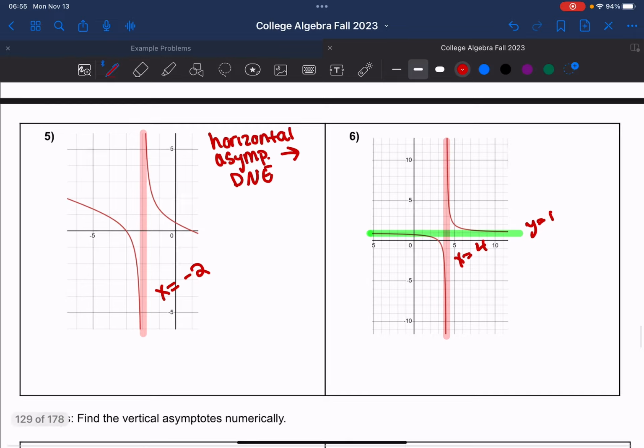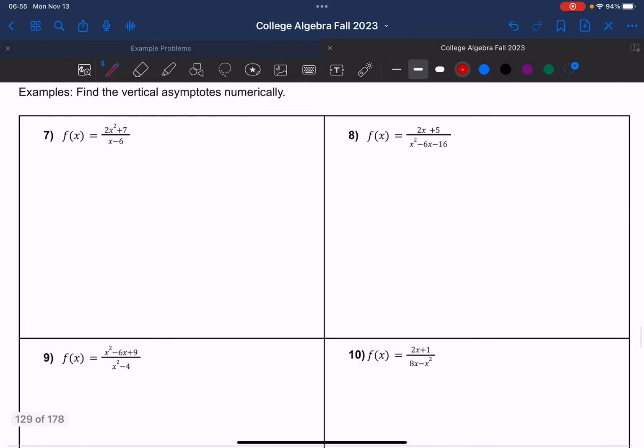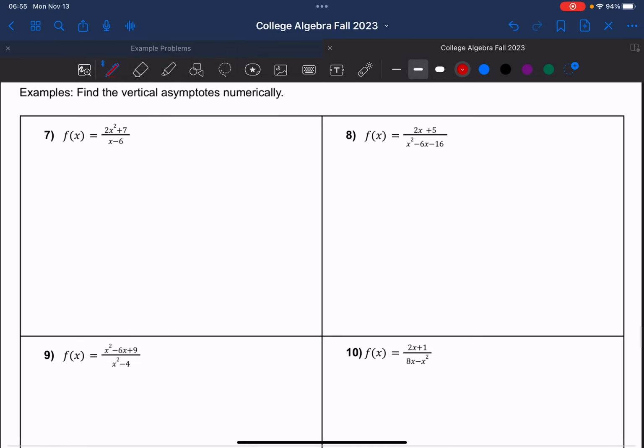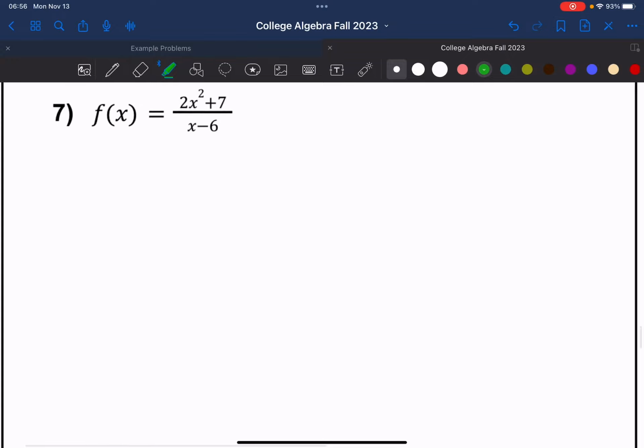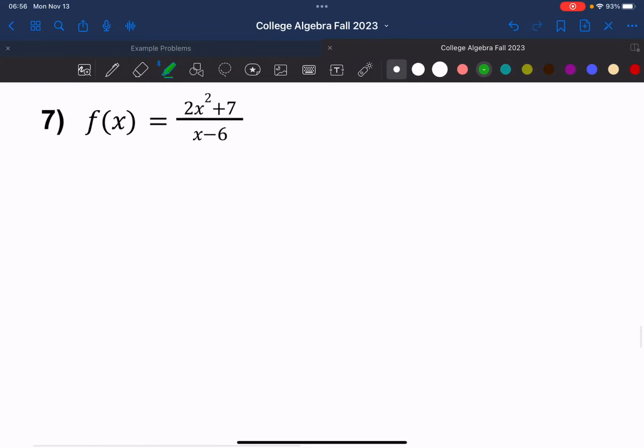Okay, so looking at the next part is how to find vertical asymptotes numerically. So we're given a function this time and not a graph. We're going to have to find this by doing some math here. The only one we are learning how to find in this course is just the vertical asymptote. So if you are given an equation like this, I will only ask you to find the vertical asymptote.